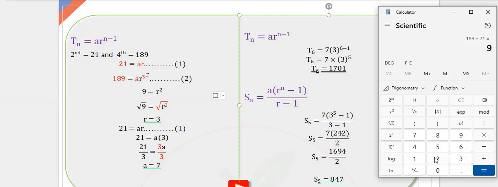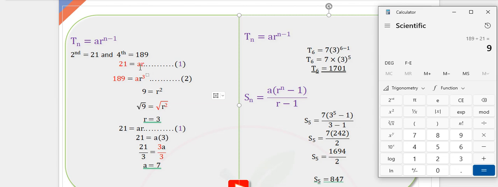So if we say 189 divided by 21, it will give you what? 9, right? So the answer there is 9. That is where I got this 9 from.